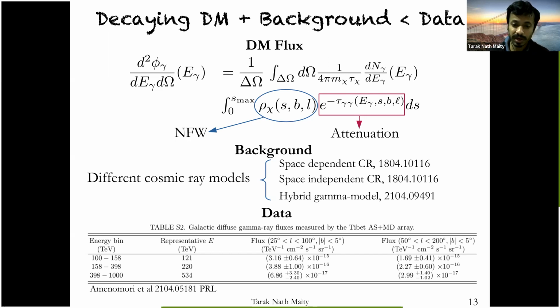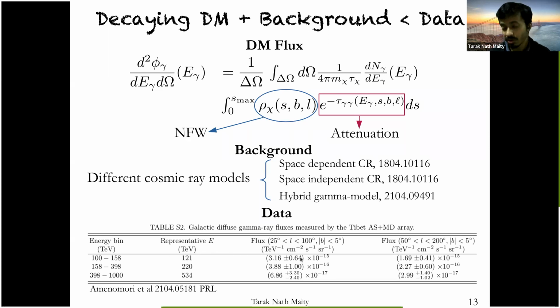So the point here is that you need to add up the gamma ray flux coming from the dark matter and from the background, and then check the dark matter parameter space where the sum of these two is less than the data given over here. These are the 3 representative energies that I was talking about earlier, and these are the gamma ray fluxes given by the collaboration itself.